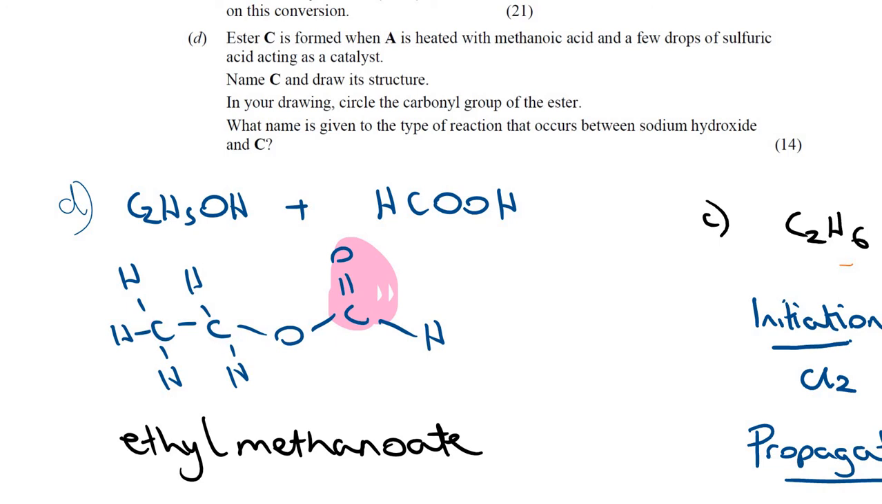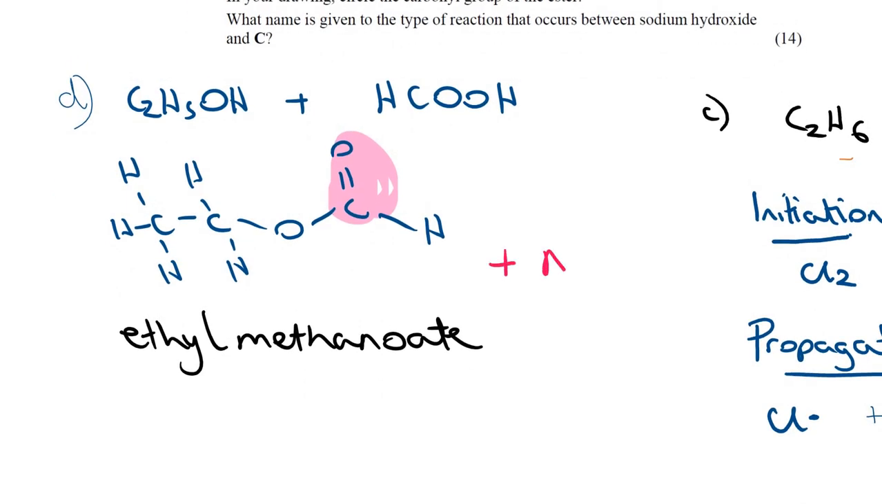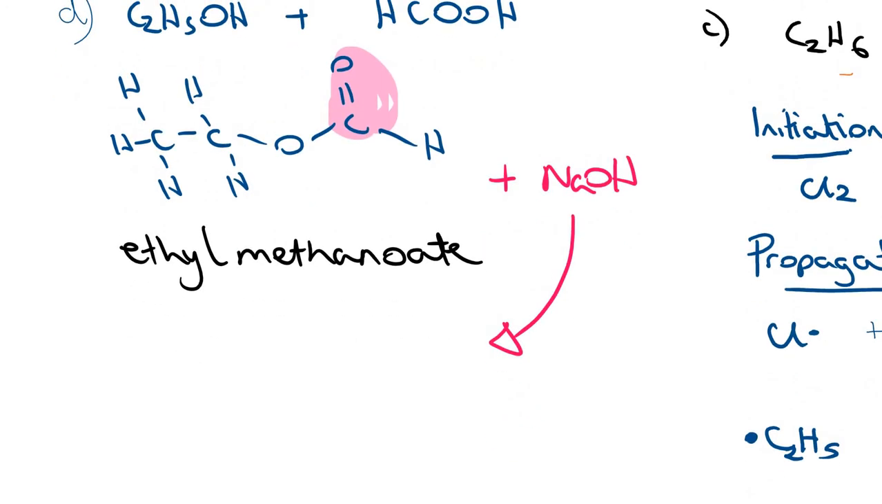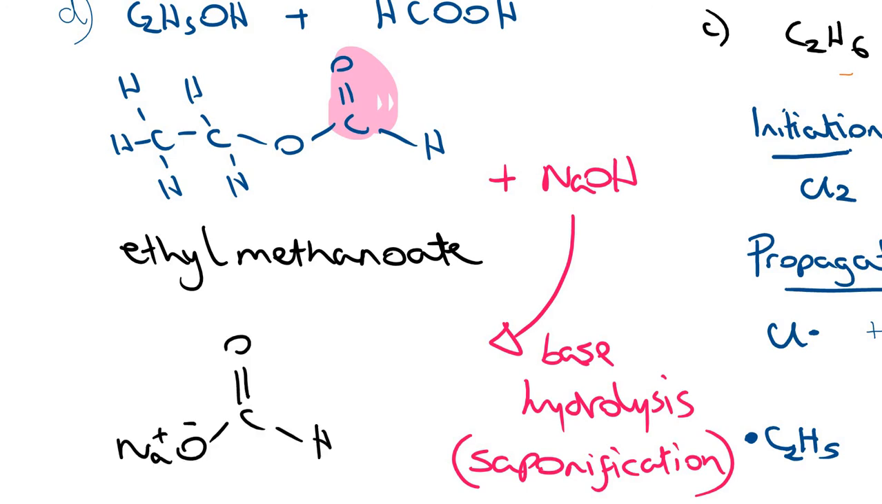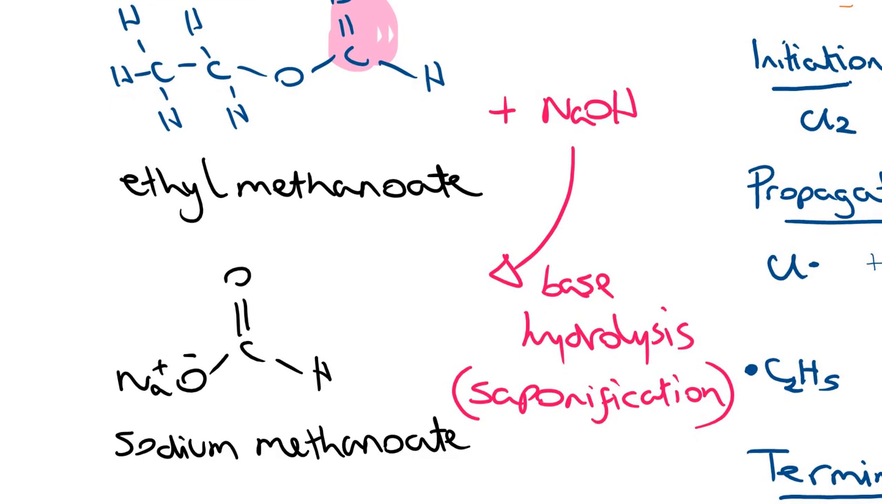What name is given to the type of reaction that occurs between sodium hydroxide and C? So if you react that with NaOH, what happens is you cleave off the ester and it's a saponification reaction. So it's base hydrolysis, or basic hydrolysis, known as saponification. Which is the answer, okay? So what happens there is you lose the alcohol and you form the salt, which is sodium methanoate. And that is that question done.